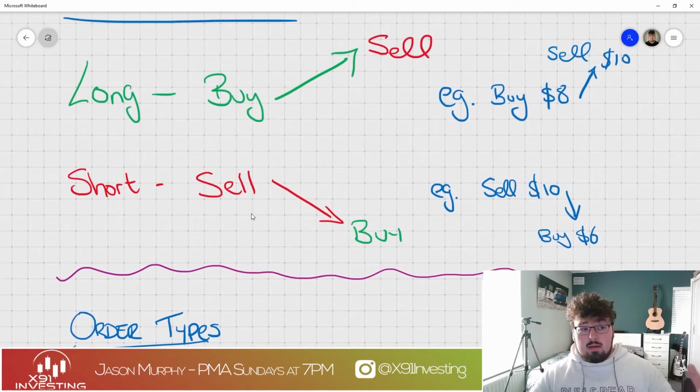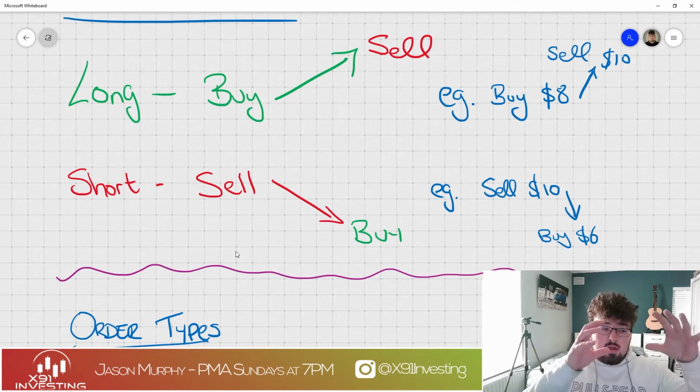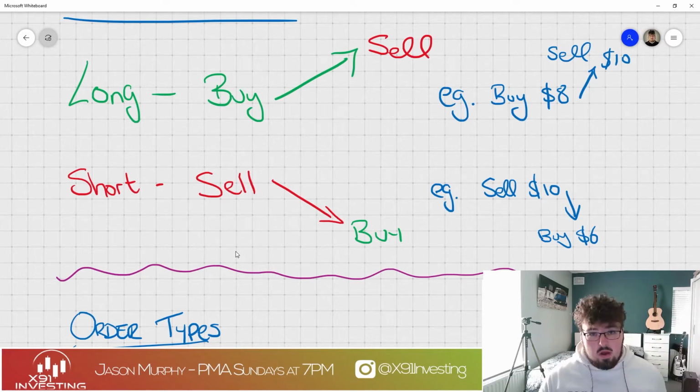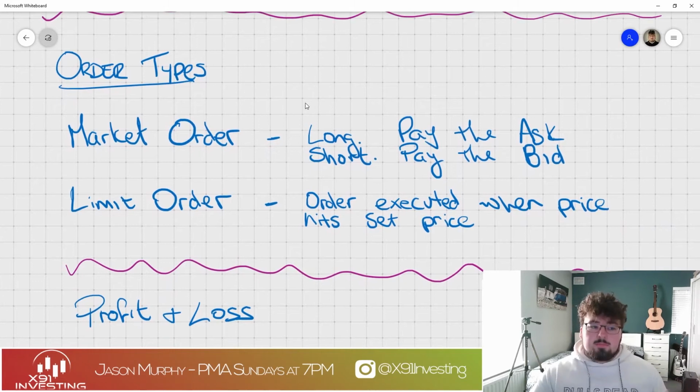So long is buying and selling, shorting is selling and buying back. Simple. Shorting is more expensive to do per position than long trading. Short is short for a reason. You're in, you're out very quick. Markets usually fall faster than they grow as well. So when you short, you're in there for less time than you would be in a long position, and it's an incentive to get out quicker because they do charge you more the longer you spend in a position.